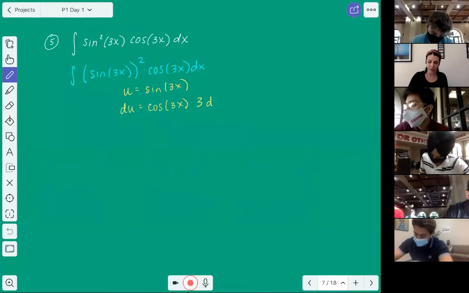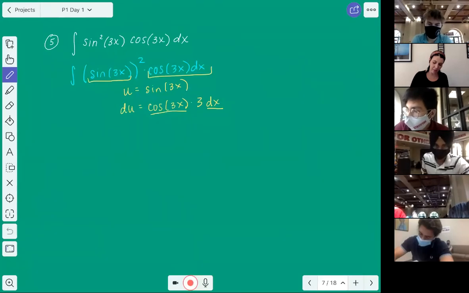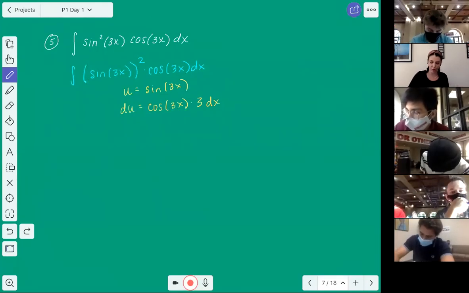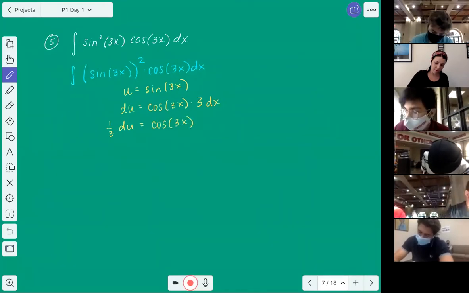Correct. Perfect. Okay, so I have almost all of that exact stuff, Neil. I've got the sine of 3x, and I've got a cosine and a dx on this side, but I don't have it being multiplied by 3. So what do I have to do with that 3 there, Neil? Just divide it over. So it'd be 1/3 du equals cosine of 3x times dx. Fantastic job. Excellent work, Neil.